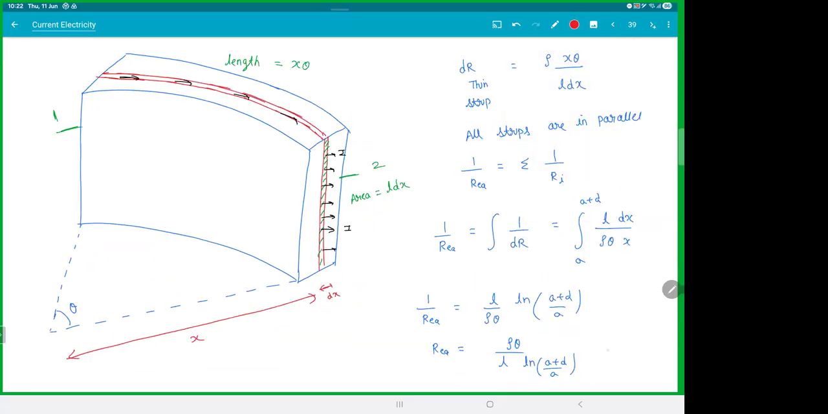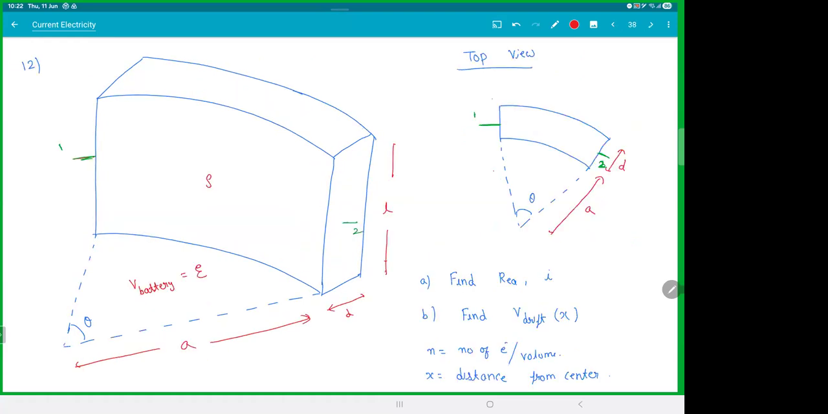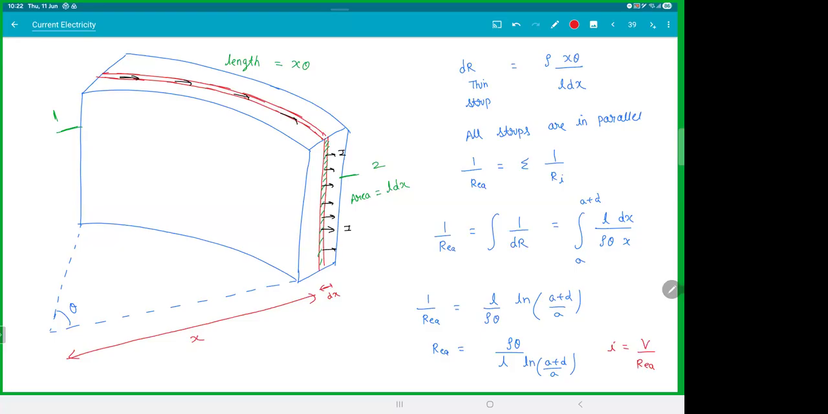And then what is the current? That is the easiest one. Voltage by R equivalent. Substitute and the current will come. Clear with this? Now the main part. How do you find the drift velocity? How do you find the speed of the electron at a distance x from the center?